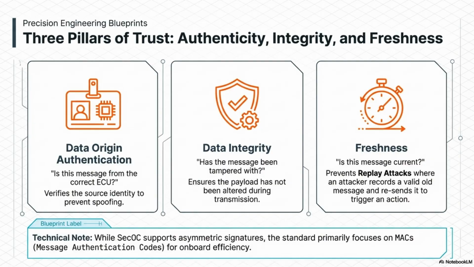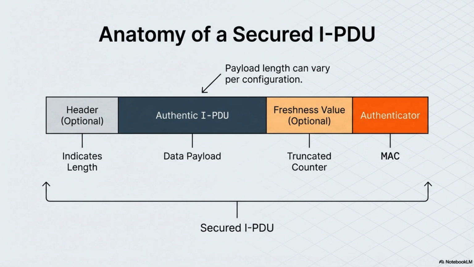To trust our data, we rely on three pillars. First, we confirm the message actually comes from the correct AQ. Second, we ensure it hasn't been tampered with. And third, we use freshness to stop replay attacks, where an attacker tries to resend a valid old message to trigger an action. Let's look at the anatomy of a secured message.